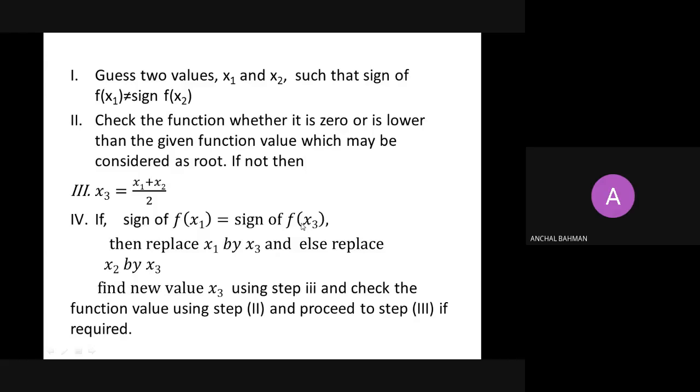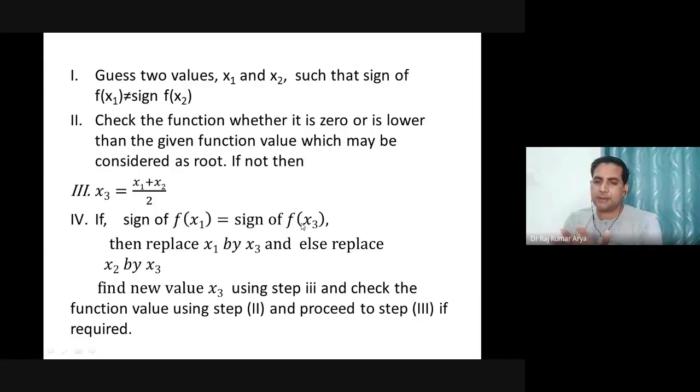So you have to check the sign. If the sign of fx3 by chance matches with fx1, then change x1 by x3. Or the second choice would be that if it doesn't match with that, it will match with fx2 only. So change x2 by x3 and repeat the calculation till your function value satisfies your given tolerance, which can be treated as a root.